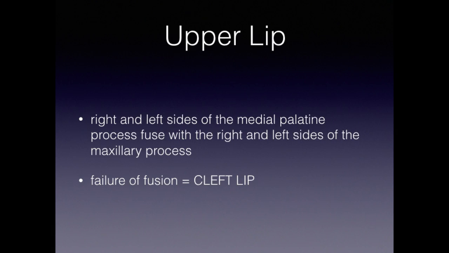For example, the right and left sides of the medial palatine process are supposed to fuse with the right and left sides of the maxillary process. If we don't have fusion, we'll have a cleft lip.